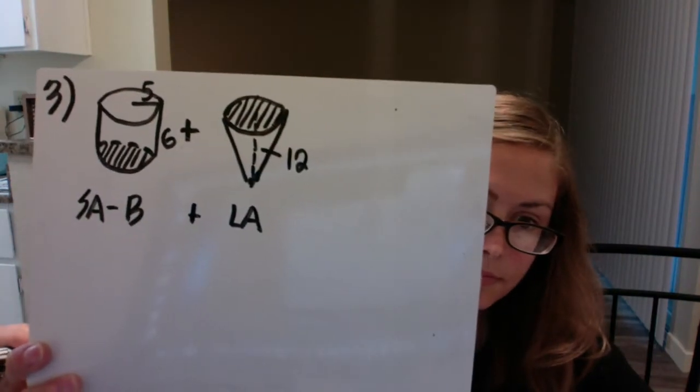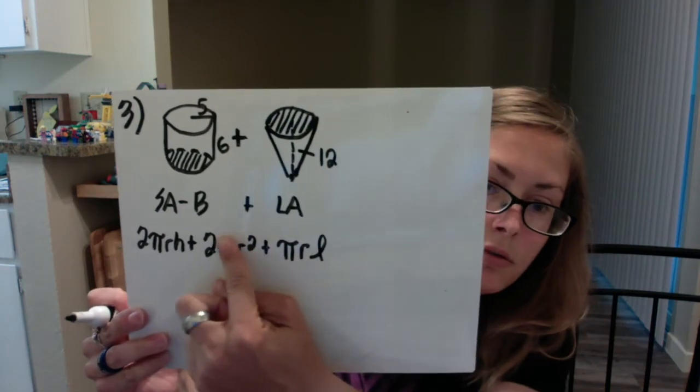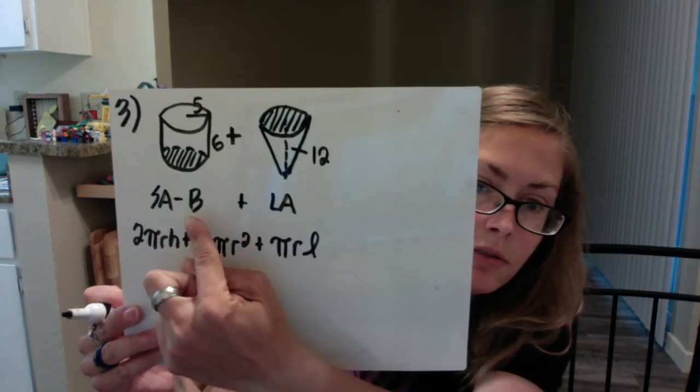So we want to take the surface area of the first one minus one of the bases, and we want to add it to the lateral area of the other, because we do not need the shaded part of either picture. So that means we have 2 pi rh plus 2 pi r squared plus pi rl. Don't need the 2 here because we only need one of the bases. We're going to take away that 2.